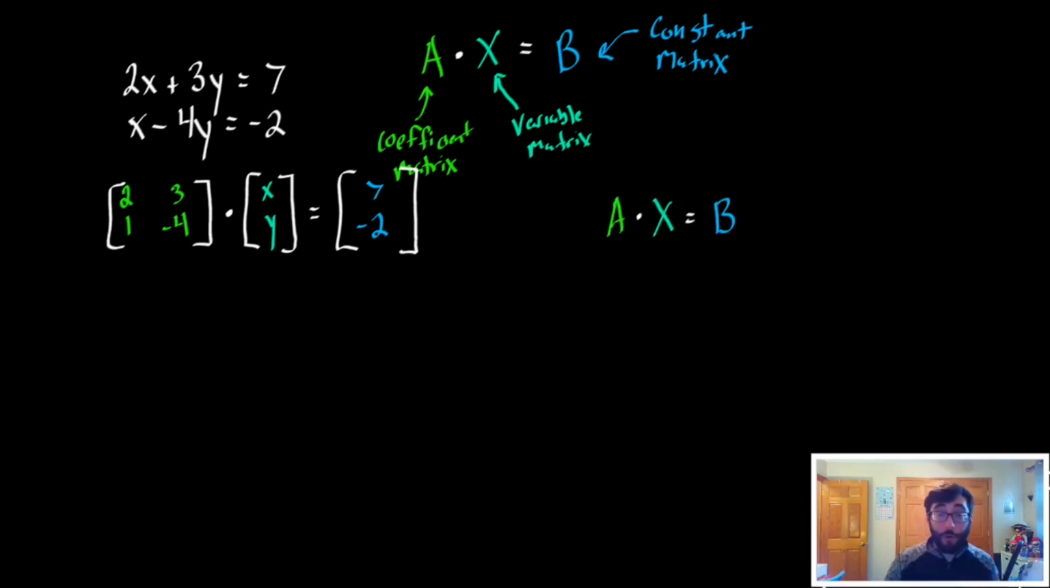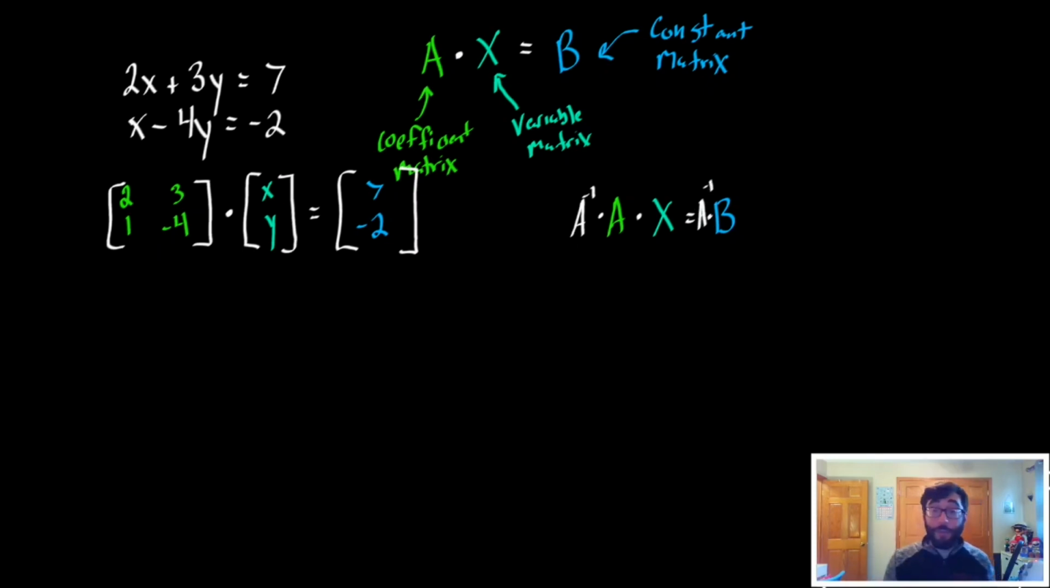So what we're going to do is multiply each side by the multiplicative inverse of A, because what we're trying to solve for is our variable matrix. That's where our variables are, and that's what we want to solve for eventually. So I'm going to multiply each side by A's multiplicative inverse, and order matters, so it's going to come first.